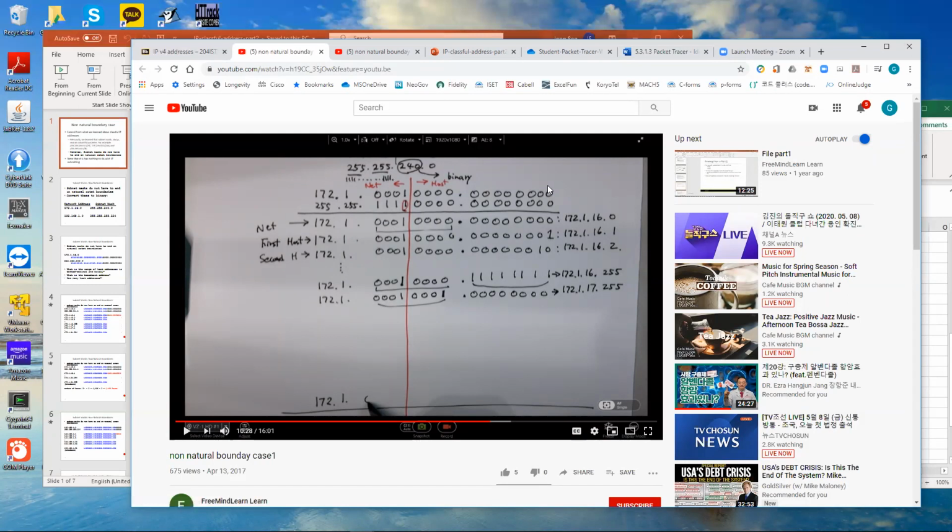Okay. So any question? How do you find the number of networks? What is the 2 to the X minus 2 again? Can you explain that again? Okay, so good.